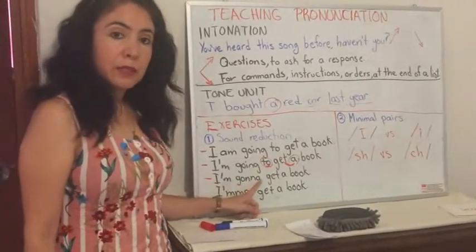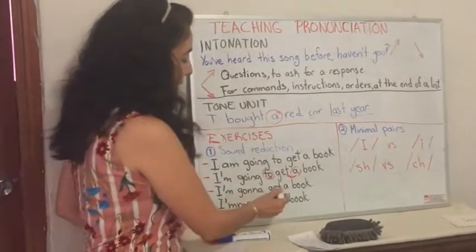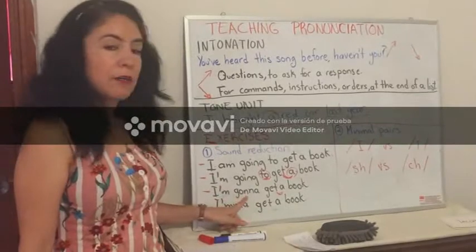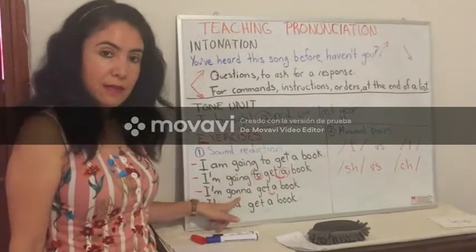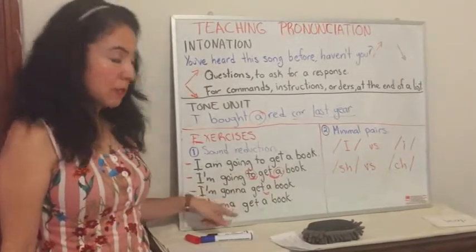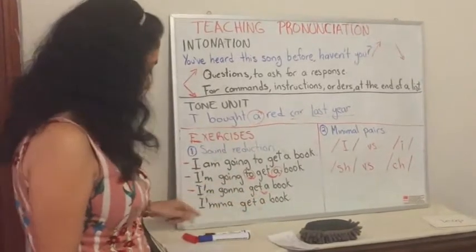I'm gonna get a book. Now, I always explain to my students that you must never write it this way, but you can pronounce it this way, and the most important, you need to identify it when someone else says it.